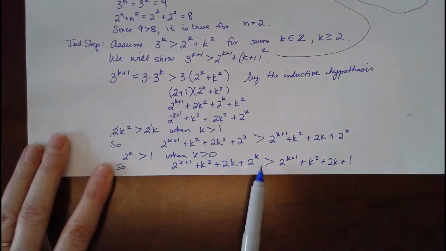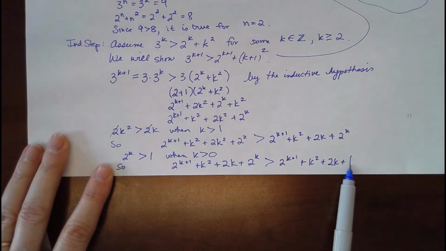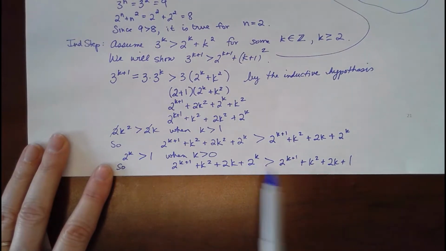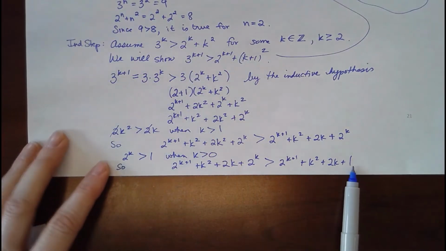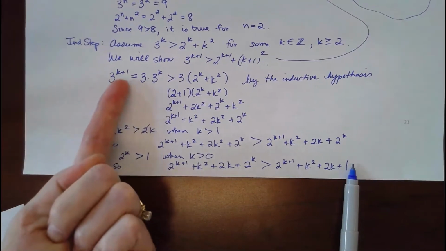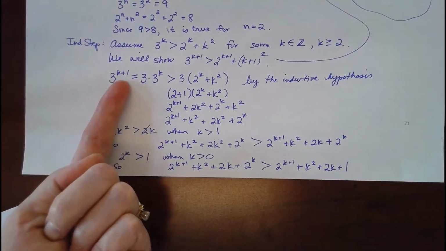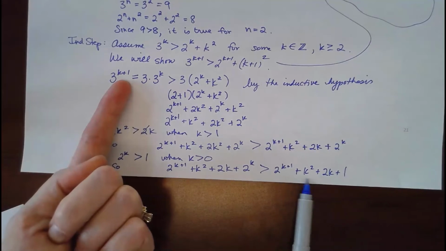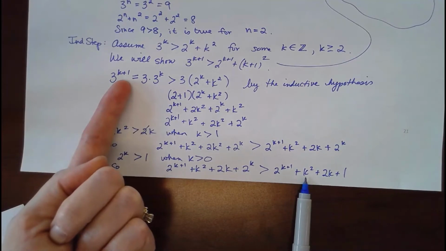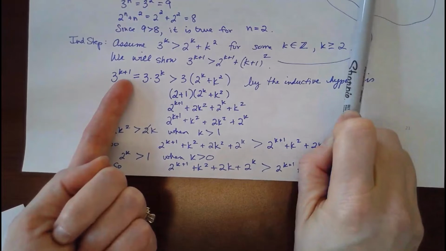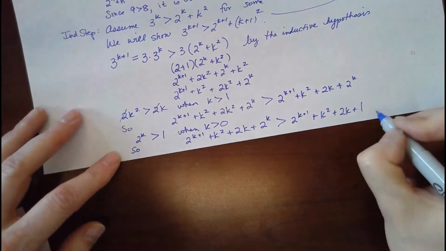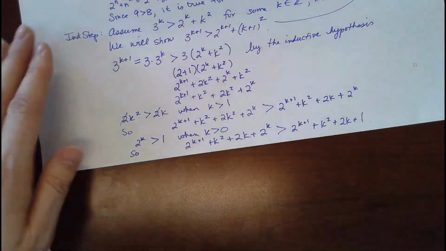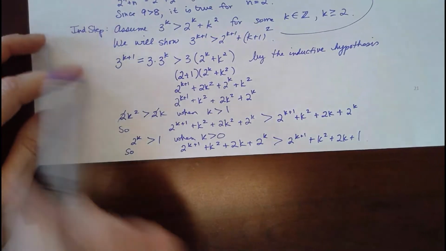So I just replaced this with something that's smaller than it, so certainly this sum has to be larger than that sum. Okay. So when you string all this together, what you have is what we started with, 3 to the k plus 1, is greater than what we ended with over here, 2 to the k plus 1 plus k squared plus 2k plus 1. That's exactly what we wanted it to be greater than. I've sort of run out of room, so I have to write this small. But that's what we set off to show.